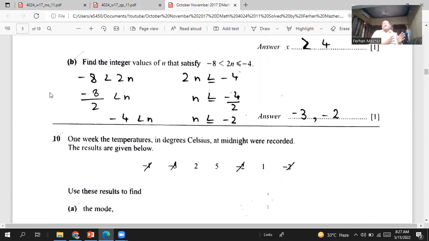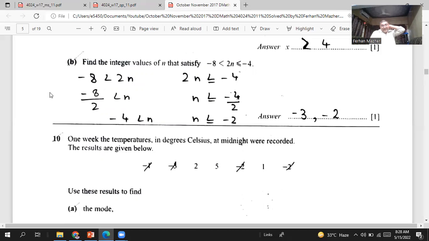I will take the first portion, minus 8 is less than 2n. Divide both sides by 2. So you will have minus 4 less than n, or in other words, n is greater than minus 4. Then we do the other part, 2n less than or equal to minus 4, so n is less than or equal to minus 4 divided by 2. So n is less than or equal to minus 2. The value of n goes up to and including minus 2, and n is more than minus 4.